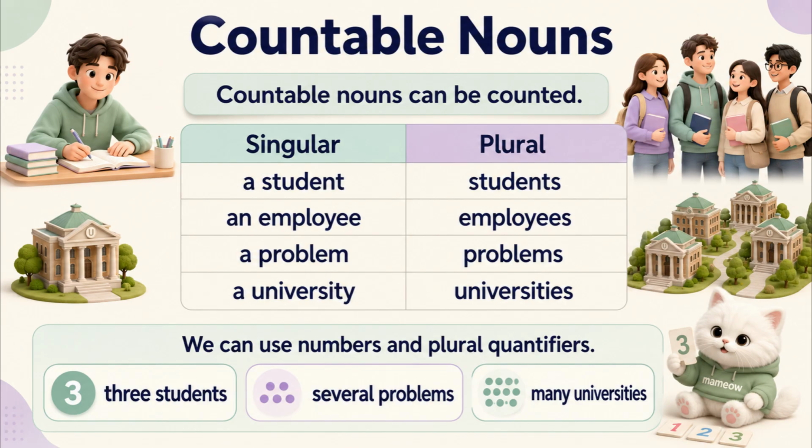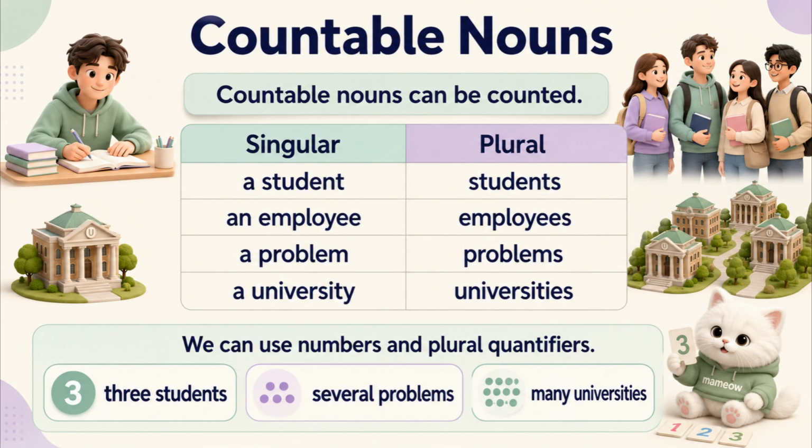Countable nouns refer to people or things that we can count as separate units. They normally have both singular and plural forms. For example, a student becomes students, and a university becomes universities.